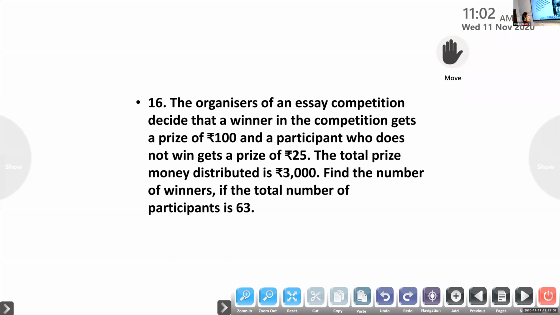Okay, there is an essay competition. There are 63 participants. Those who win will get rupees 100, and as a consolation or participation prize, they are giving 25 rupees. Those who are not winning will get 25. Those who win the essay competition will get rupees 100. And the total prize money distributed is 3000. And find the number of winners if the total number of participants is 63.